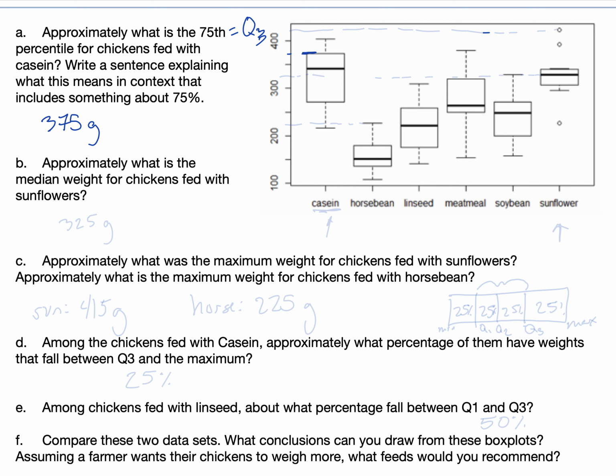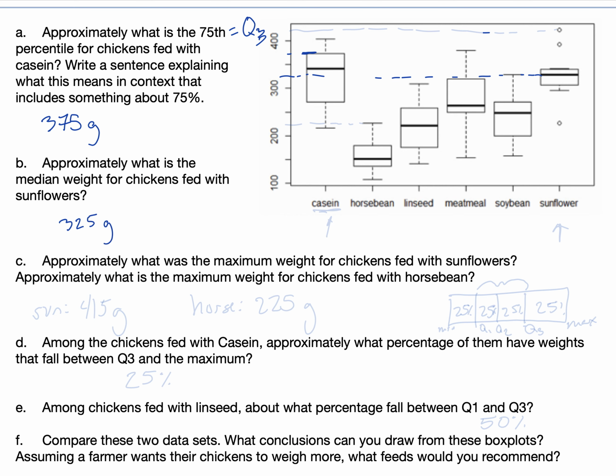What does that mean? That means that about 75% of chickens fed with casein weighed 375 grams or less, and 25% of them weighed 375 grams or more. Approximately what is the median weight for chickens fed with sunflowers? So sunflowers, again, we'd be bringing that over and doing the best we can to line that up with the axis. And maybe that's about 325 grams for the median.